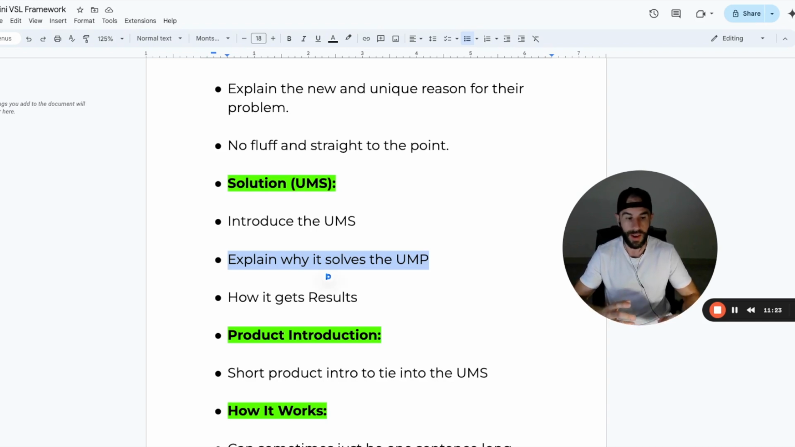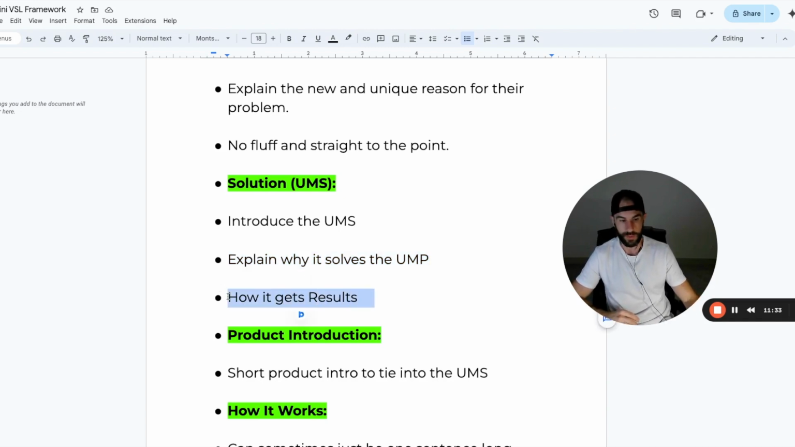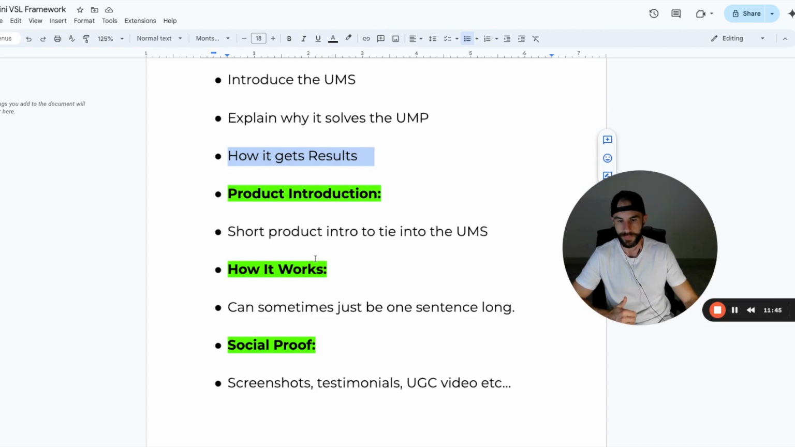So if we framed it as, here's the unique mechanism of the solution, here's why it will solve this problem for you that nothing else has helped you to solve, then you're going to talk briefly about how it gets results. This should, again, be maybe 2 to 3 sentences. Keep it short, keep it punchy, get right to the point. This is not a direct response thing where you're droning on, you're getting short, you're getting right after it, you're getting to the point. Next, you're going to introduce the product.